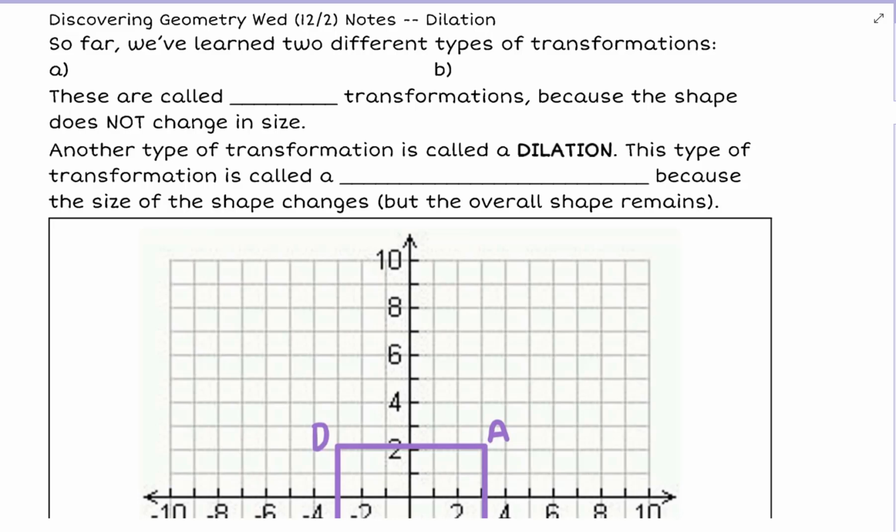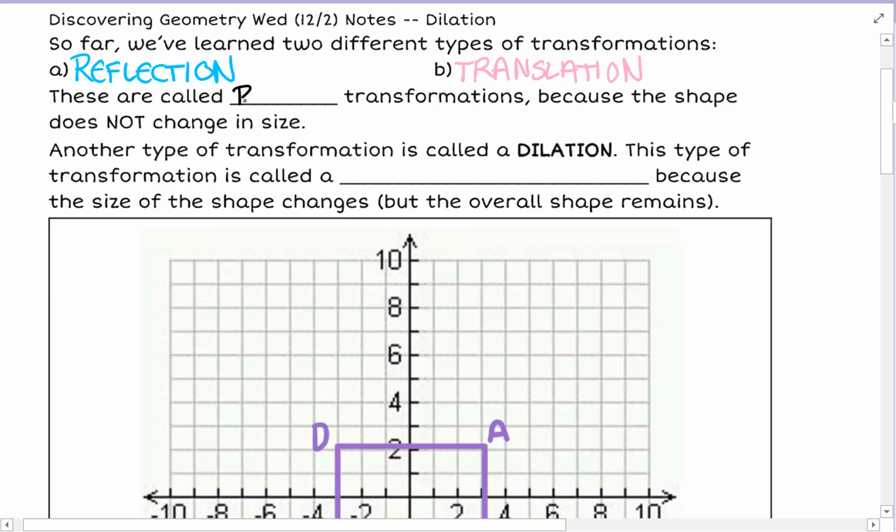So far, we've learned two different types of transformations. Do you remember what they are? That's right, reflection and translation. These are called rigid transformations because the shape does not change in size. It's like a copy-paste sort of situation.